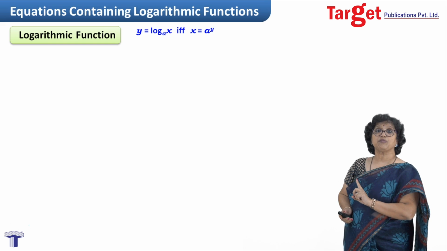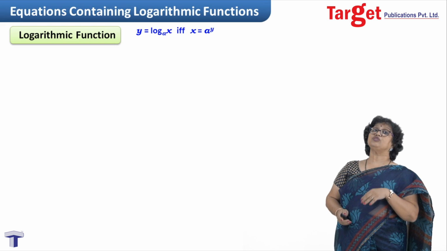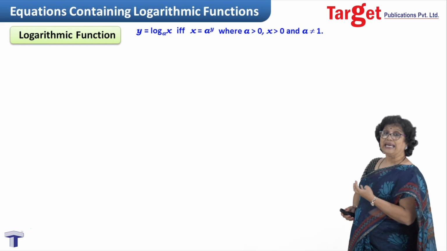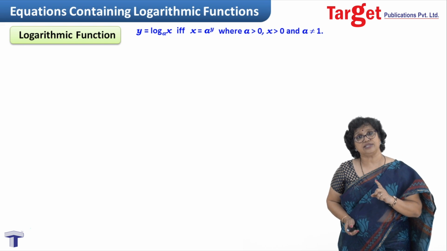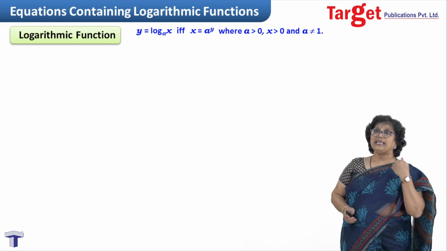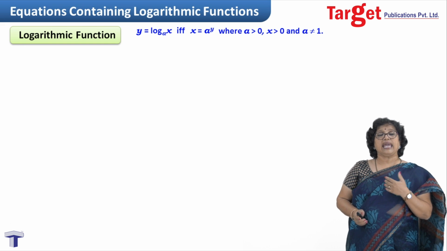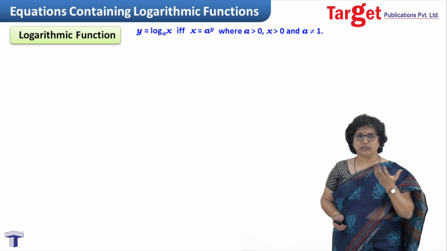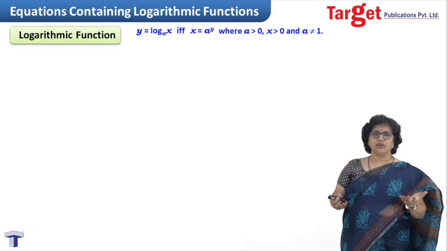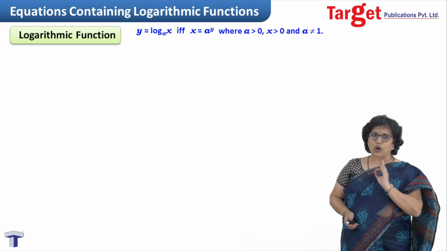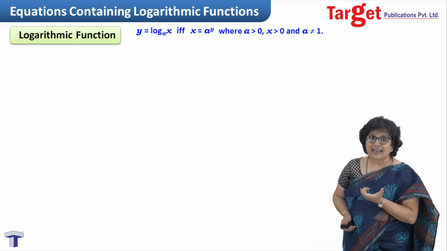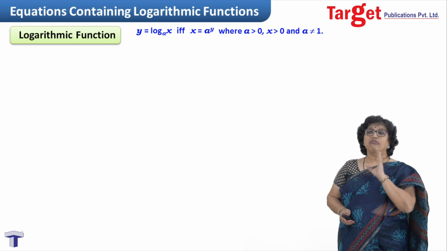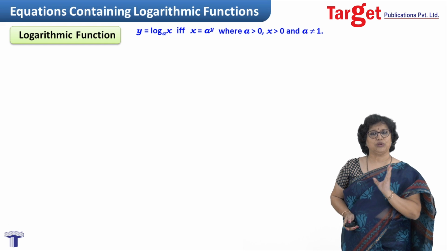That means that x is positive and hence conditions for y equal to log x to be defined are a greater than 0 and x greater than 0. Also, when you write x equal to a raised to y, we say a not equal to 1. Why do we say so? Because no one would study 1 raised to anything. That is 1. Everybody knows. So, there is nothing to study about it. So, a not equal to 1 is the additional condition. And these three conditions, that x is greater than 0 and a greater than 0, a not equal to 1, will continue with y equal to log x to the base a.